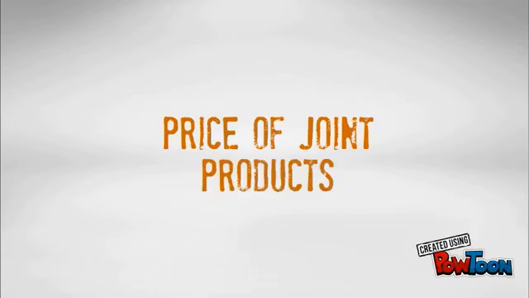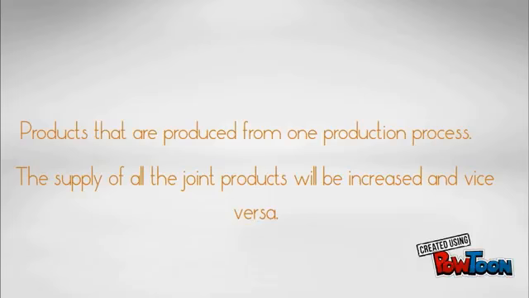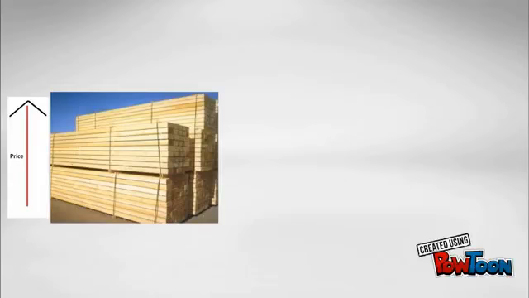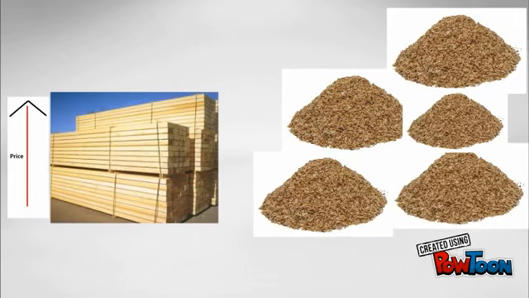Price of joint products. Joint products are the products that are produced from one production process. Therefore, when two or more goods are produced in a joint process and the price of any of the products increases, the supply of all the joint products will be increased, and vice versa. For example, an increase in the price of lumber will increase the supply of sawdust, both produced from a single tree.